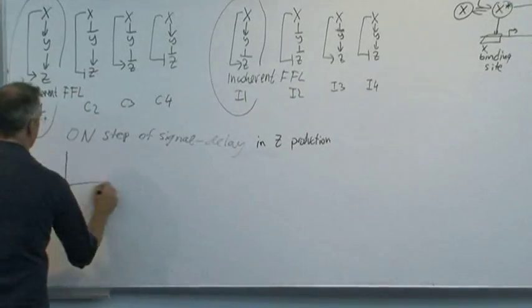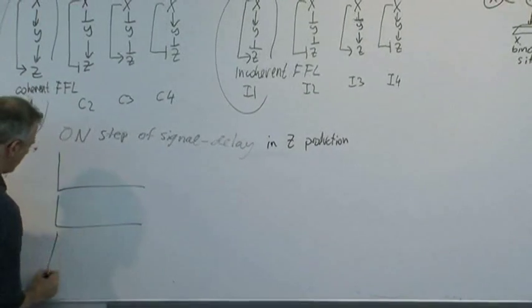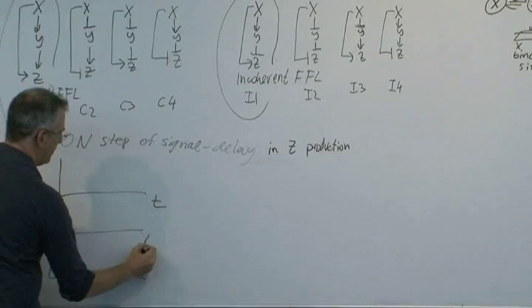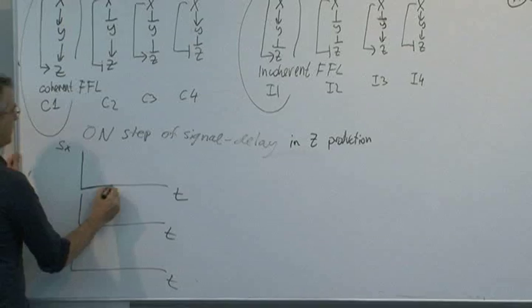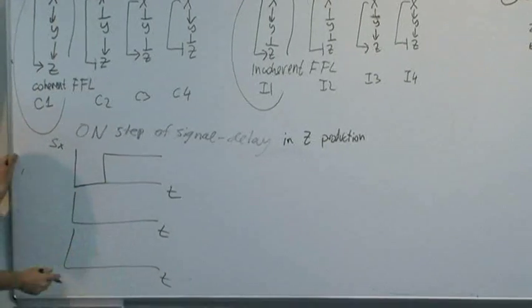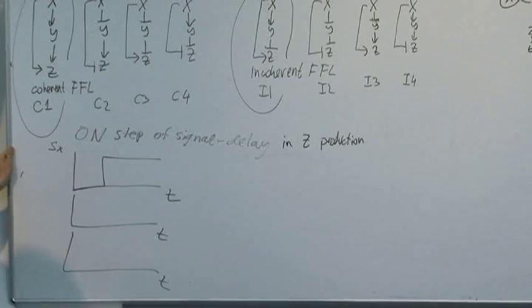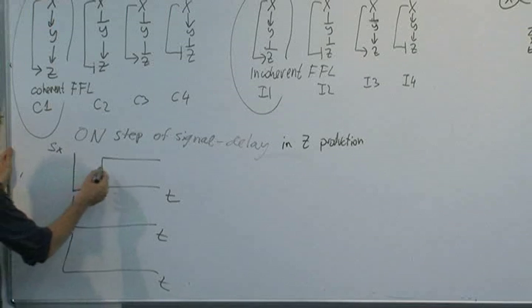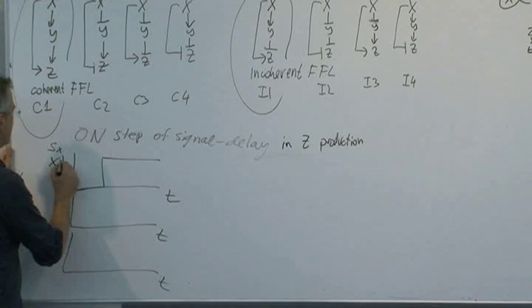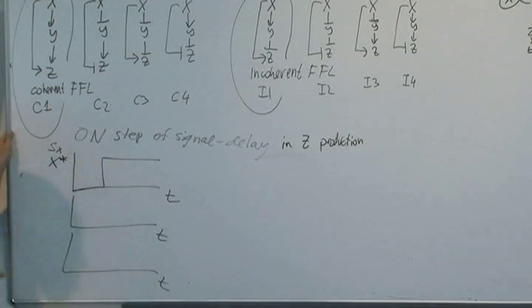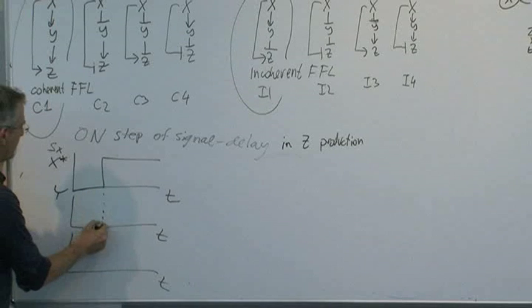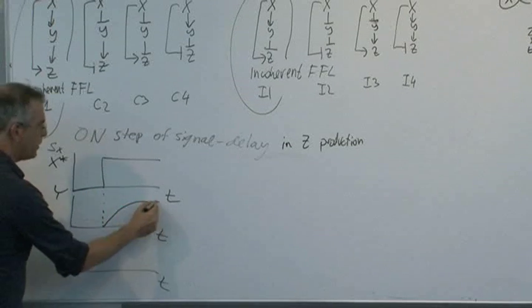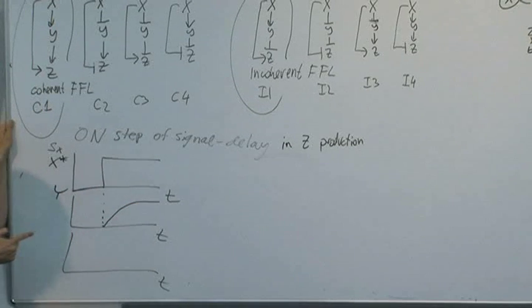I'm going to draw 3 graphs here. Time. This is the signal. So on step means this. At time t equals 0, I add a lot of signal. That's called an on step. And of course, you can also say that this is how much active X there is, because that happens quickly in our approximations. What about Y? Y starts being made and accumulates.